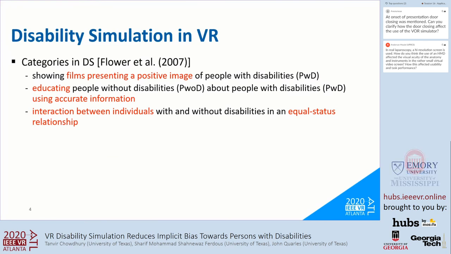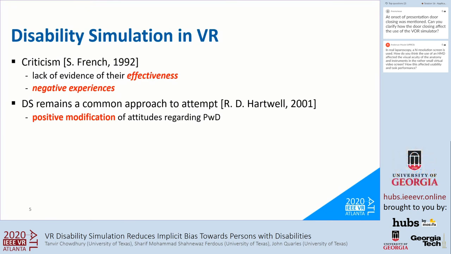Several approaches have been implemented to promote more positive attitudes towards people with disabilities. For example, showing films presenting a positive image, educating people using accurate information, and interaction between individuals with and without disabilities in an equal status relationship, etc. However, disability simulation strategies have sometimes been criticized for a reported lack of evidence of their effectiveness. Despite the criticism, disability simulation remains a common approach to attempt positive modifications of attitudes regarding people with disabilities.